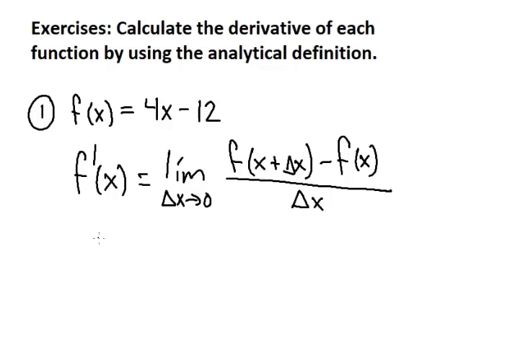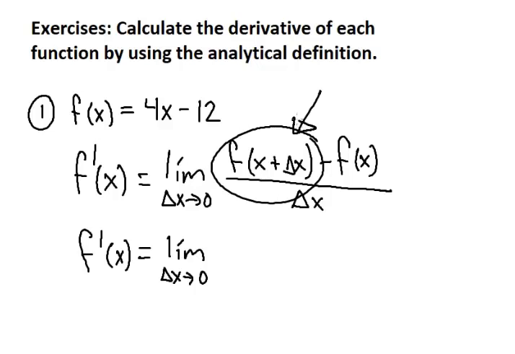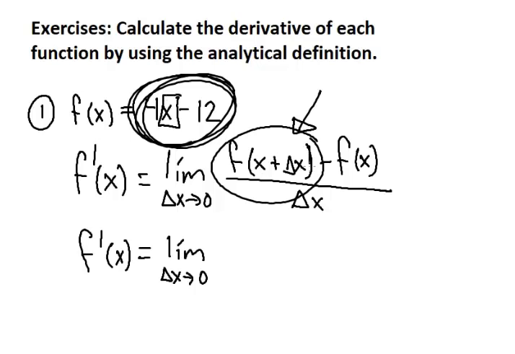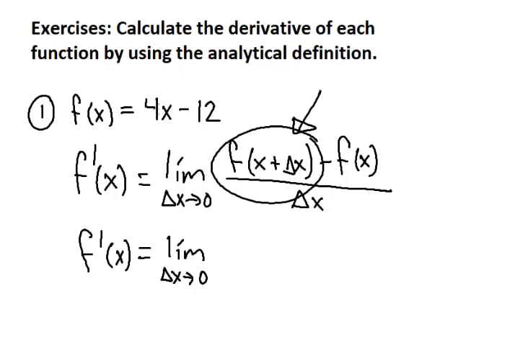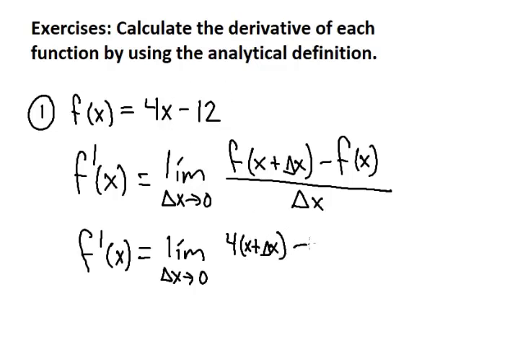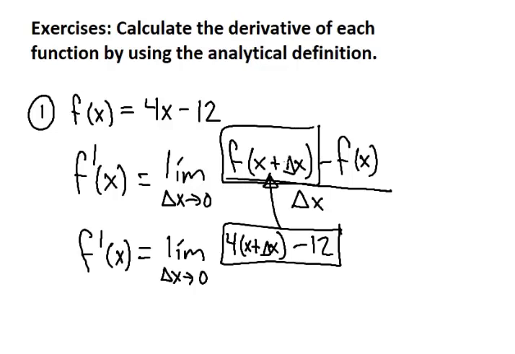So I'm going to substitute that. f prime of x will be equal to the limit as delta x approaches 0 of, what is this? This is the original function that was given, but instead of x, I am going to substitute x plus delta x in there. So instead of 4x, I'm going to have 4 times the quantity x plus delta x. This is going to substitute the x. So I'm going to write in here 4, instead of x, it will be x plus delta x, minus 12. Don't forget the minus 12. This thing is the image of x plus delta x.